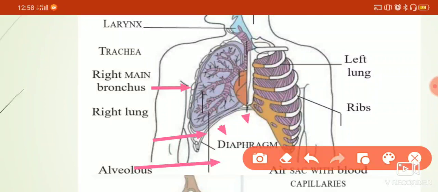It is dome shaped. See here, it is dome shaped. And on contraction it becomes flat. Why do we see the diaphragm here? Because it plays an important role in respiration, or the mechanism of respiration.